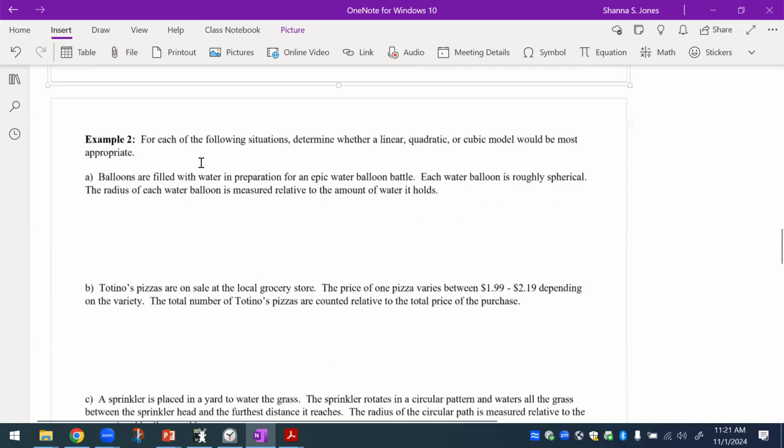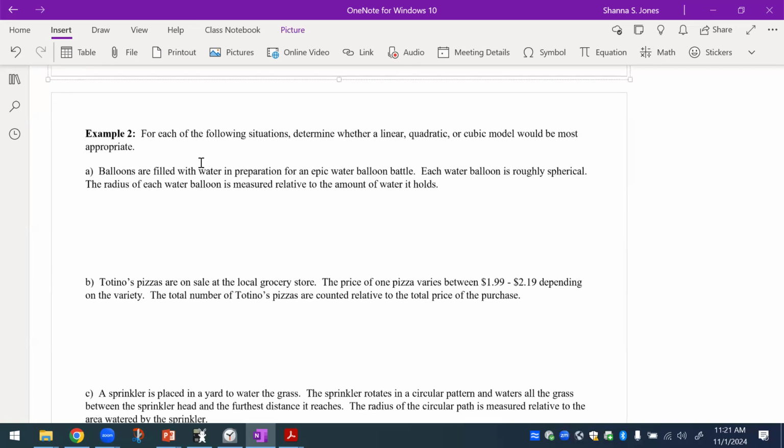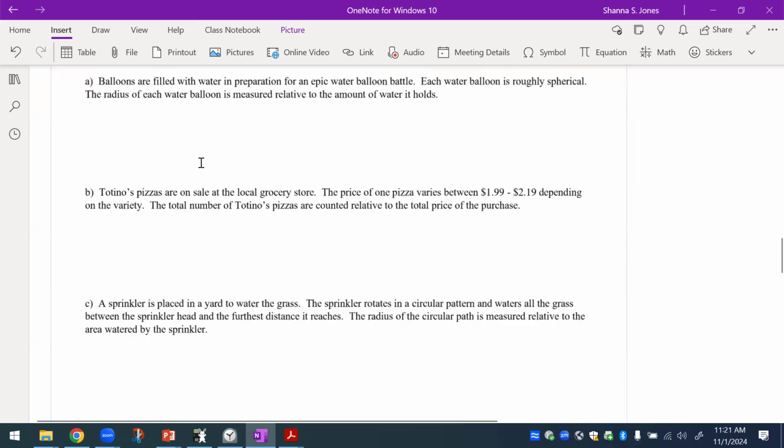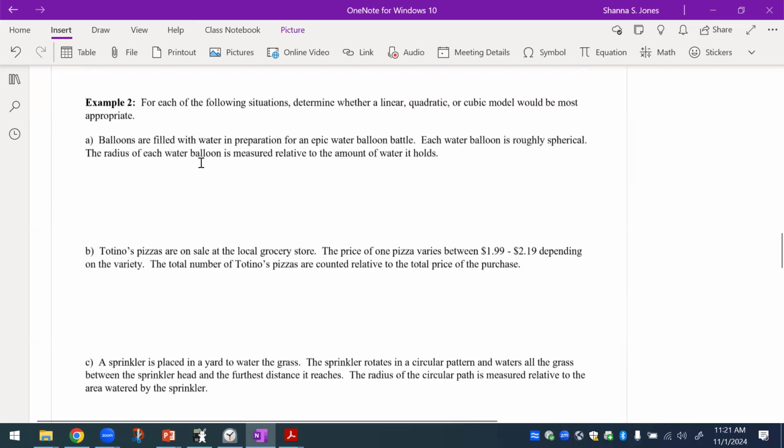Okay. So for example here, it says for each of the following situations, determine whether a linear, quadratic, or cubic model would be most appropriate. Okay. So I'm going to pause for a second. And I want you to go through and decide on these three which would be the best model, linear, quadratic, or cubic within your group. And then we're going to come back and check.